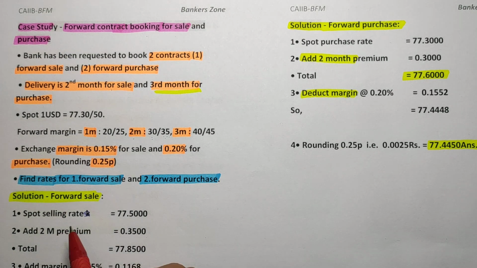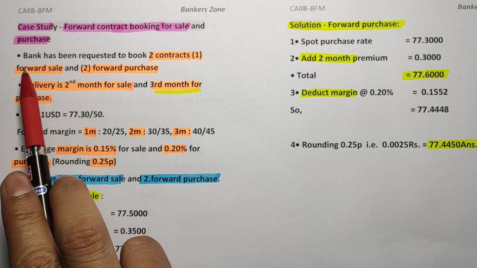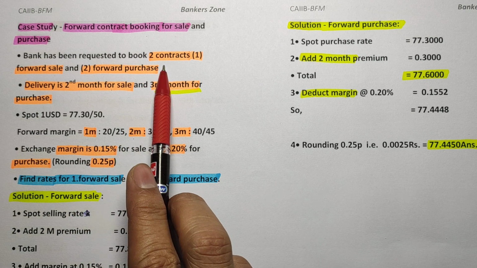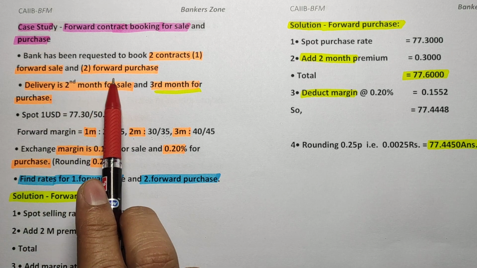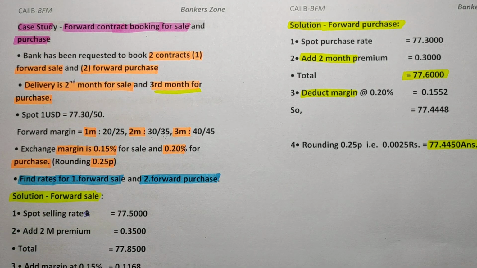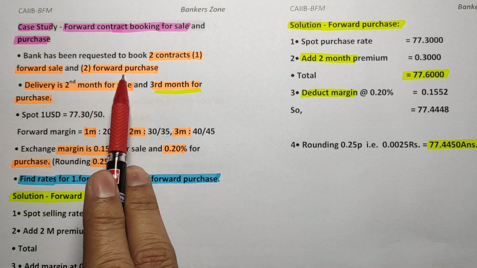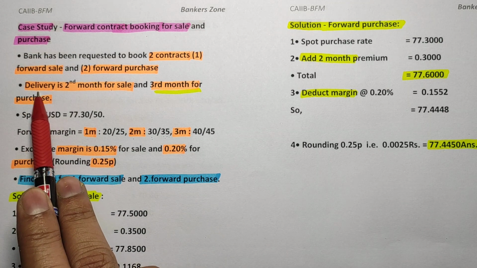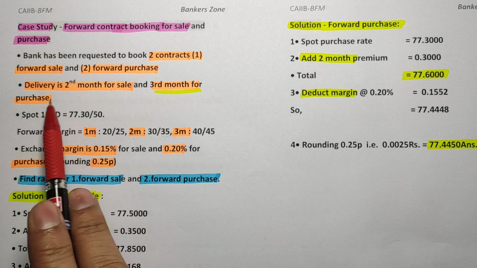So friends, let's see what is the question they have given. See friends, they have given: bank has requested to book two contracts, right? First is for sale, that is forward sale, and second is for forward purchase. So here two contracts are there. One is for the sale and second is for the purchase, but both are forward contracts. Now the delivery is in the second month for the sale and third month for the purchase.